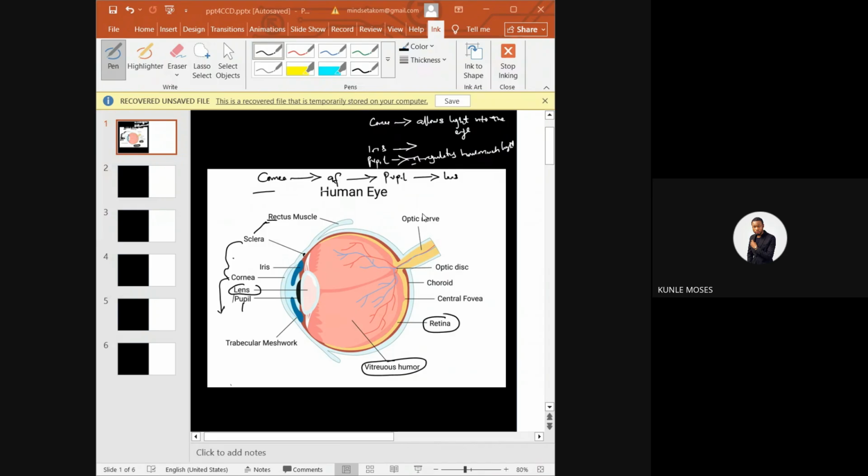So this is the optic nerve here. So I think we are done with that. This choroid here, what it does is that it helps to supply oxygen and nutrients to the retina. So you can read more on that after the class. I believe you understand the function of the human eye.